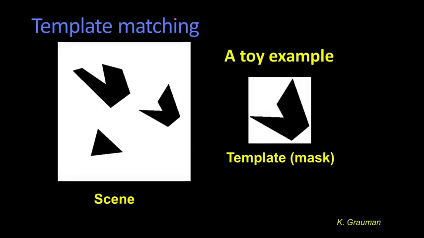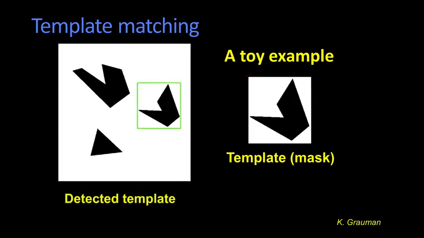All right. So here's a very simple example. Here we have a scene on the left, and we've got this template on the right. This is the thing that we want to find. And you look over here and you say, oh, I see where it is. It's right over here. So what we would like is our system to spit out something like this. Say, aha, here's my little green box.